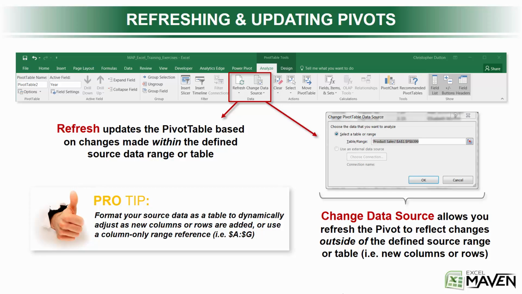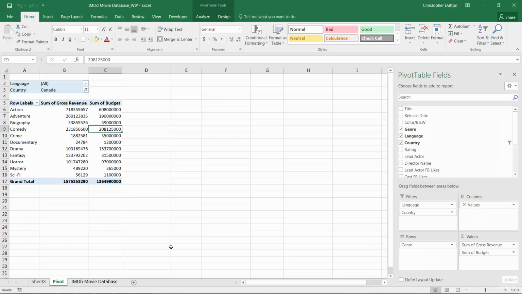When you are working with dynamically growing or changing data, there are two really helpful tips here. You can either format your source data as a table, or you can use column-only range references, so no row references, to help you work with data that's changing. And again, I'm going to talk through that in the next lecture, but for now I want to go through some of the basics with refresh versus change data source. So let's jump into Excel and take a look.